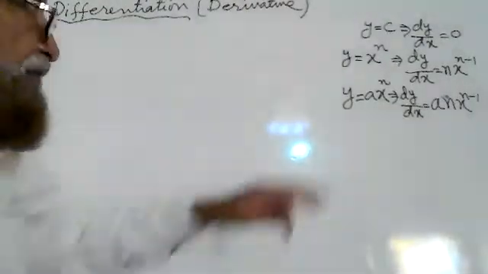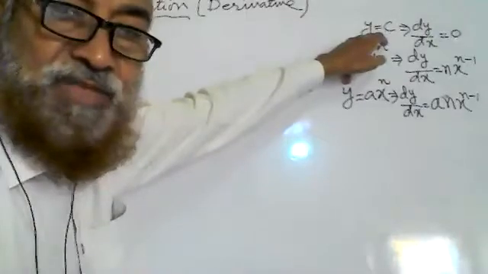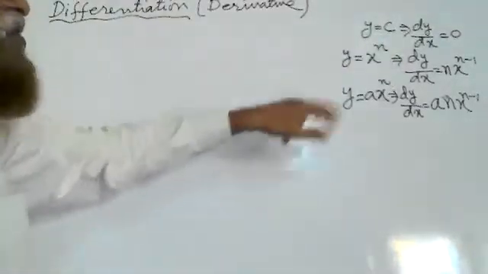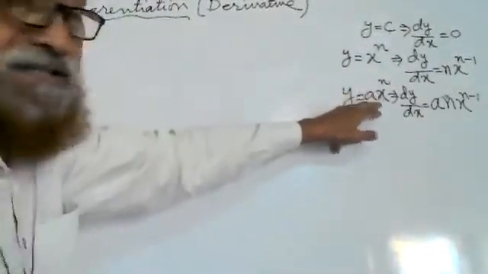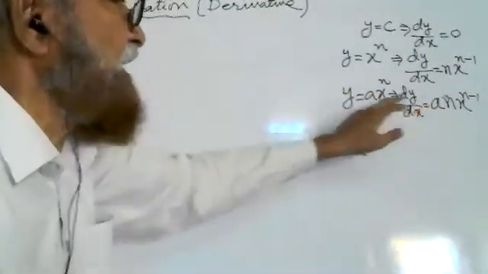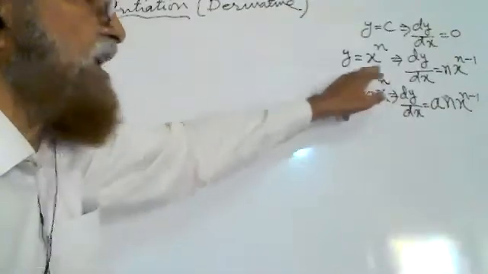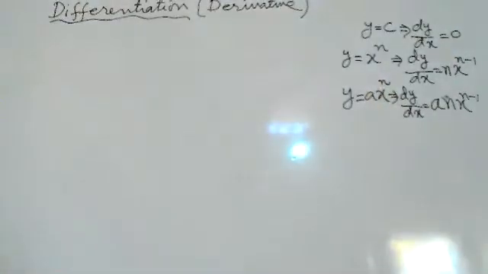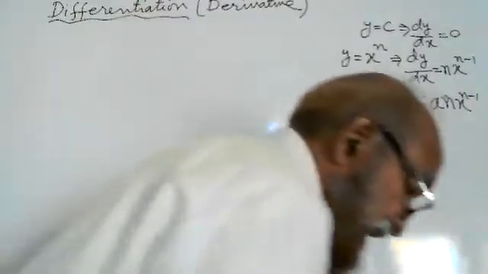So remember, if the constant is separate, its derivative will be 0. If the constant is associated with x, the constant will remain as it is, and we will multiply it with the derivative of x raised to power n. So these are the main three formulae for the derivative of algebraic functions.